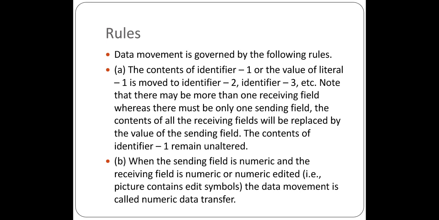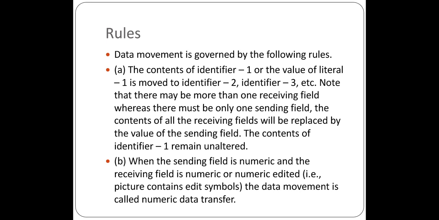To the left of the data movement verb, we use one identifier name, and to the right of the data movement verb, we can use more than one identifier name. So we have only one sending field, whereas we can have more than one receiving field. The contents of all the receiving fields will be replaced by the value of the sending field. This is very important. For example, MOVE identifier 1 TO identifier 2, identifier 3, identifier 4. From identifier 1 we pass the value to identifier 2, identifier 3 and identifier 4.